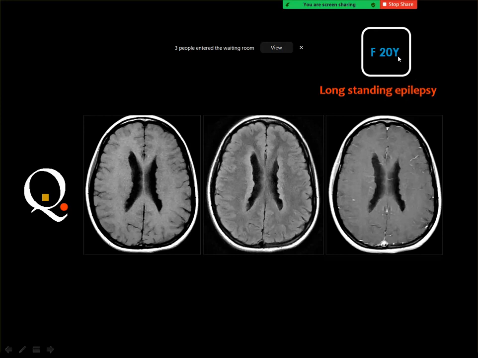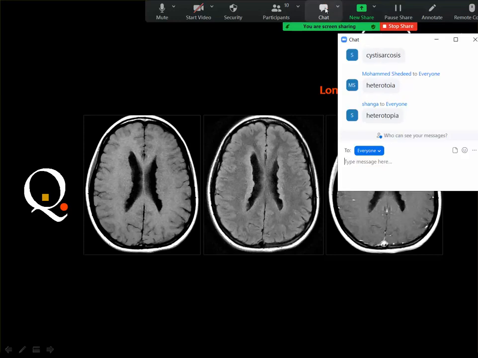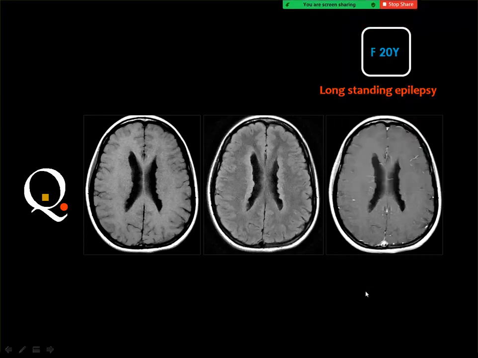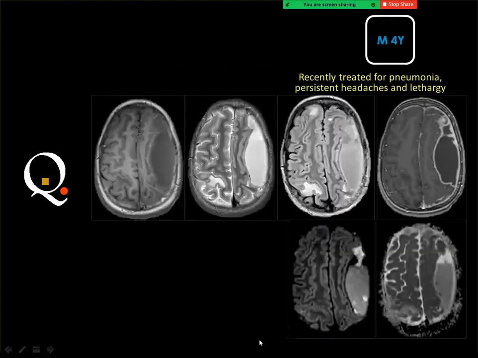This patient, female, 20 years old, with long-standing epilepsy. Yes, and this is subependymal heterotopia with multiple subependymal nodules that are identical to the cortex in all pulse sequences, and they do not show contrast enhancement after injection of contrast.